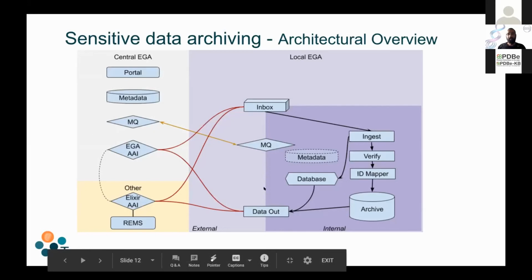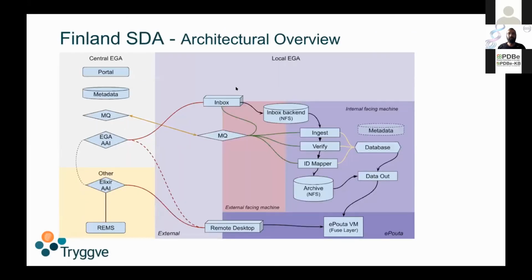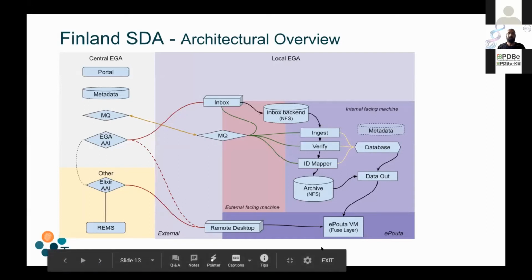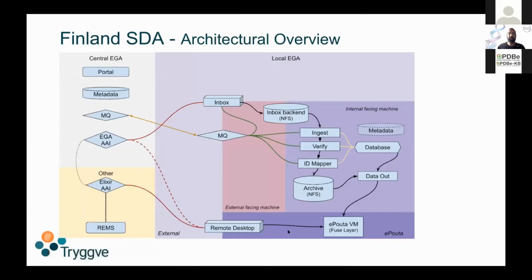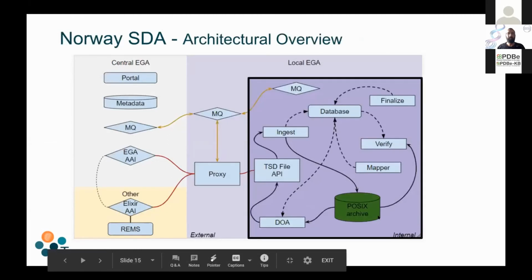This is the architecture overview for the local EGA. There are different implementations. This is the way it is implemented in Finland, for example, and it is a bit more complex because they use an infrastructure as a service cloud, and this is how it is in Sweden. They use a specific network here for storing the sensitive data archive in an S3-based archive. And this is in Norway, which is even more complex.